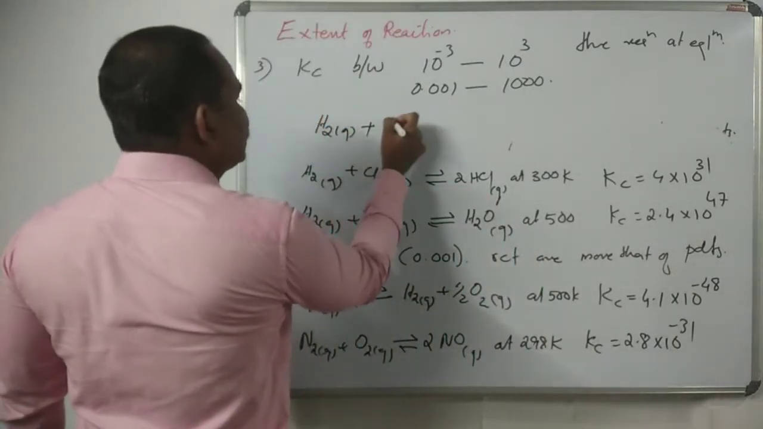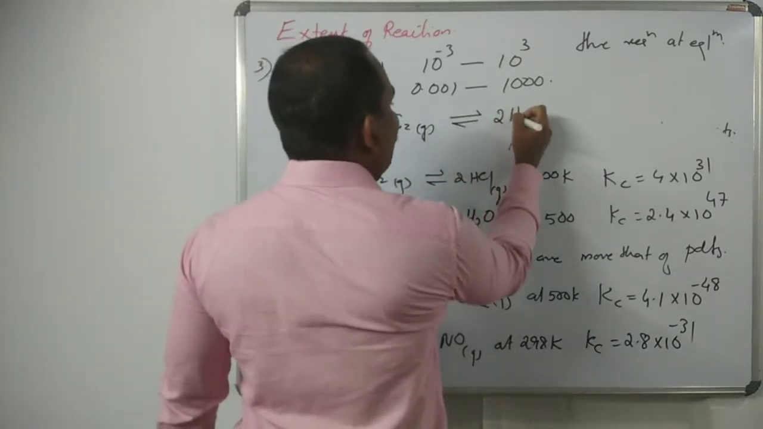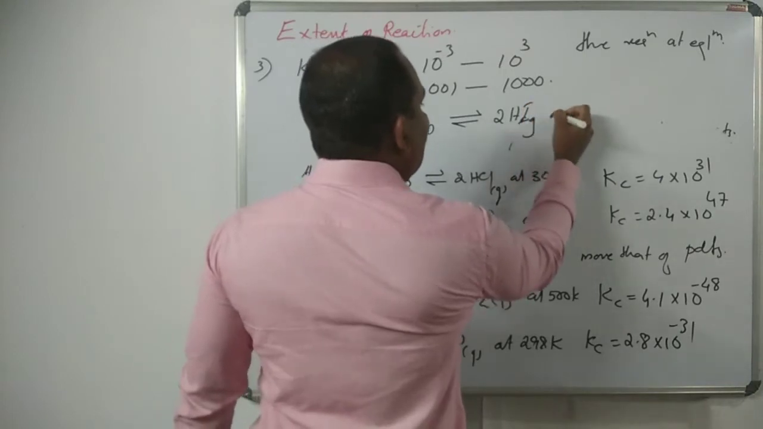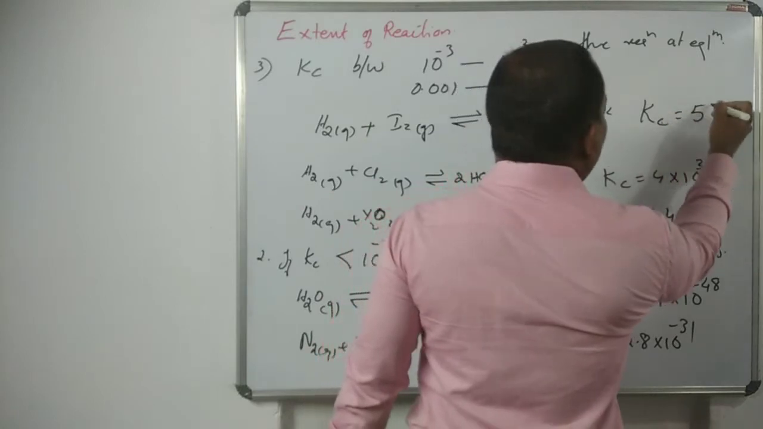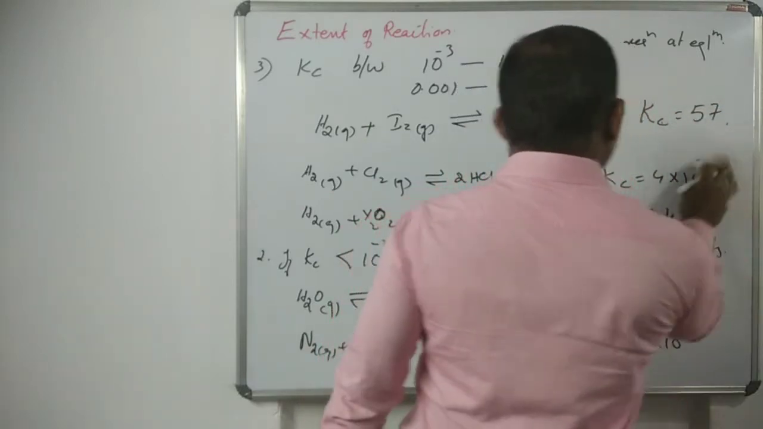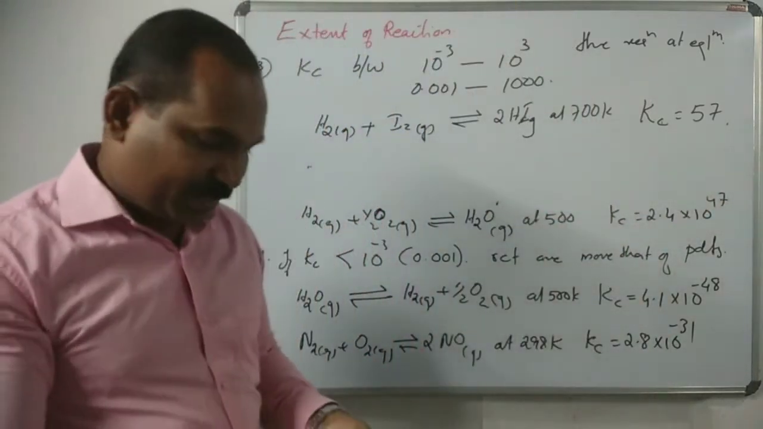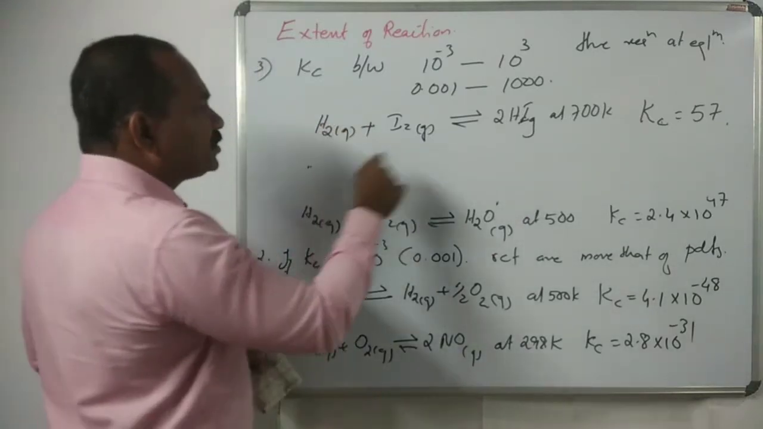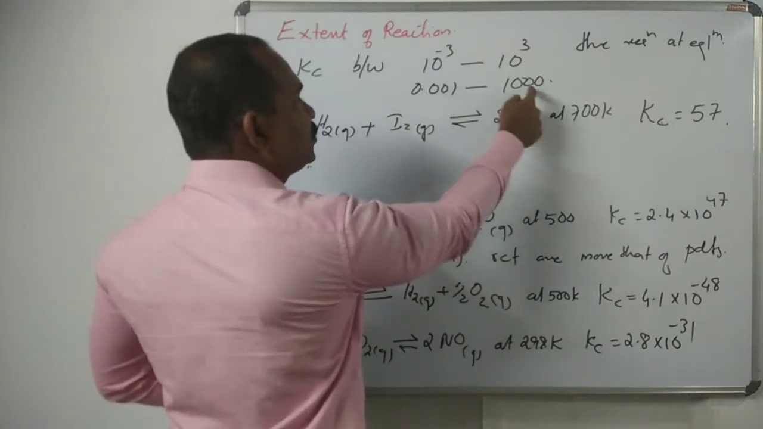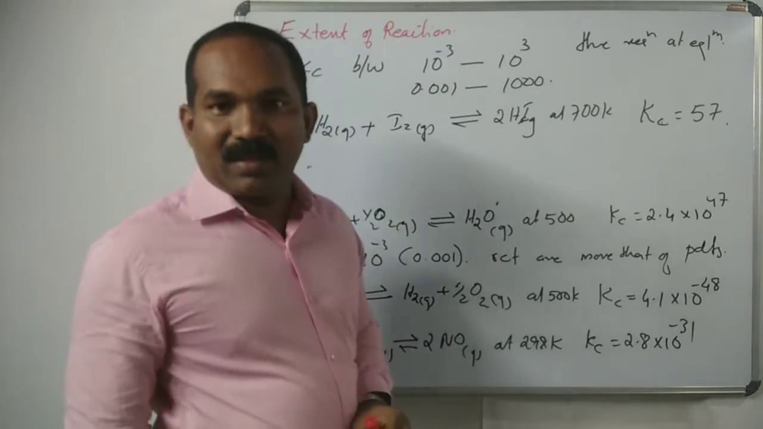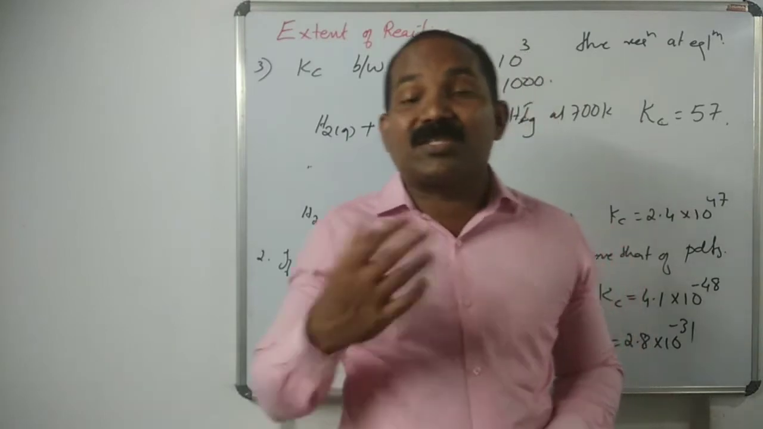H2 gas plus I2 gas in equilibrium with 2HI gas. At 700 Kelvin, Kc is equal to 57. That means this value 57 is in between 0.001 and 1000. Are you clear? So, a very important point: we can predict the extent of reaction.